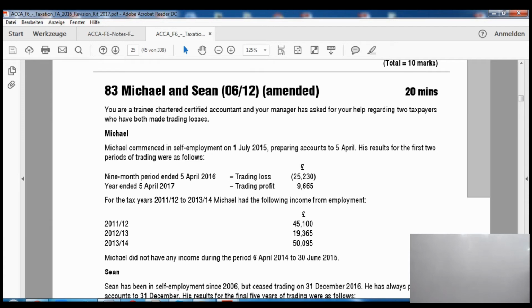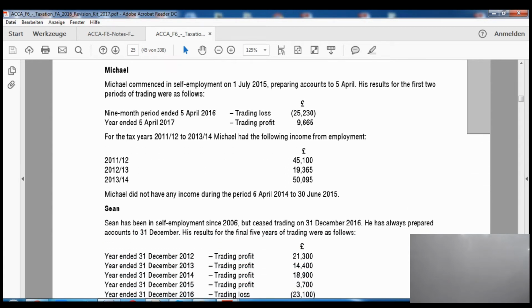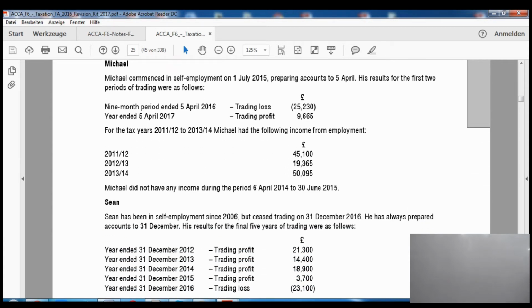Regarding 2 taxpayers who have both been incurring some losses. First individual is Michael. Michael commenced in self-employment on 1st of July 2015. Now 1st of July 2015, could you please tell me which tax year is it? Yeah, 15-16. So this is the tax year 15-16. So he has started his self-employment.